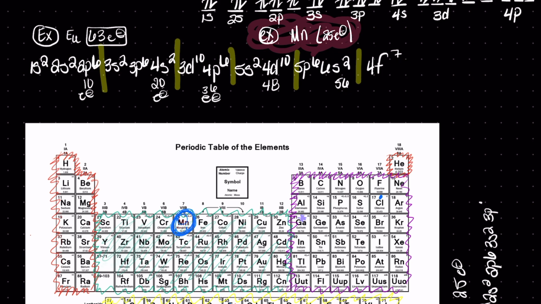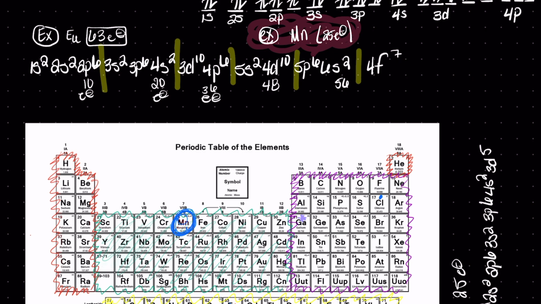3s2, 3p6. Let's see how many I got. 2 and 2 is 4, 4 and 6 is 10, 10 and 2 is 12, 12 and 6 is 18, 19, 20, 3d5 for 25. And lo and behold, it ends in a D block.